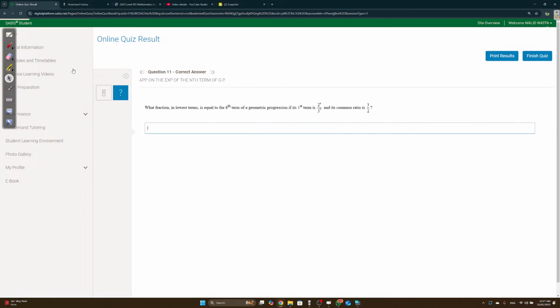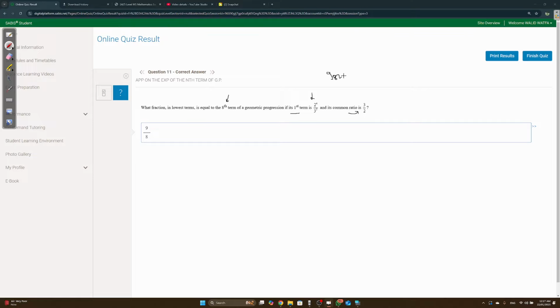Question 11. What fraction in lowest terms is equal to the 8th term if the first term is this and its common ratio is 3 over 2? Very easy. Gn is equal to G1 times r to the n minus 1. So G8 is equal to 2 to the power 4 over 3 to the power 5 times r to the power of n minus 1. 3 over 2 to the power of 8 minus 1. All on a calculator.